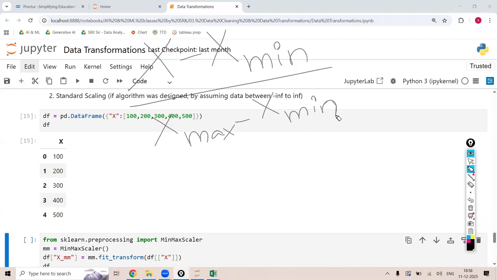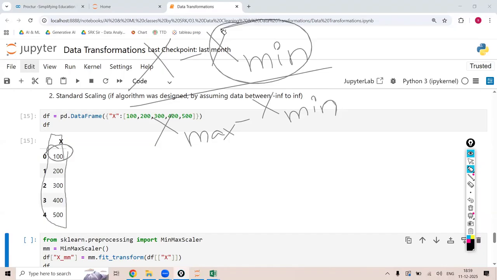X minus X min divided by X max minus X min. Here, what is meant by X? X means your value. In the entire data, in this column, whatever the minimum value is, that minimum value is X min. For the given column, the minimum value is called X min.